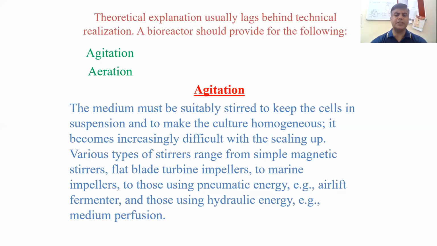It becomes increasingly difficult with scaling up. If a non-homogeneous condition is present, then it is difficult to scale up. Various types of stirrers are arranged in the bioreactors and fermenters, like magnetic stirrer, flat blade turbine impeller, marine impeller, and pneumatic energy, air-lift fermenters, and those using hydraulic energy, for example, medium perfusion.